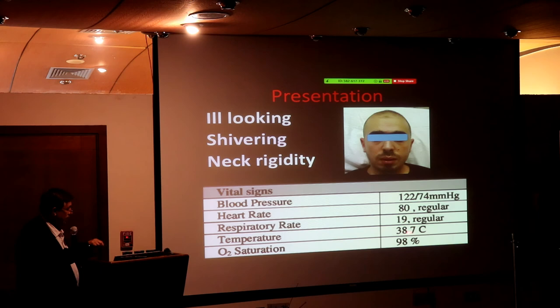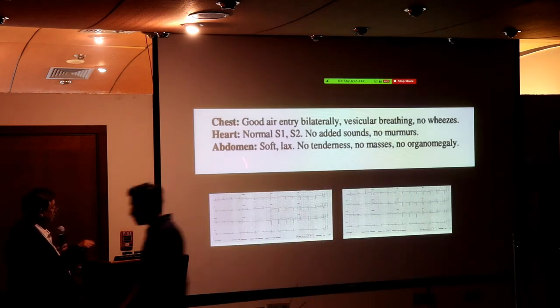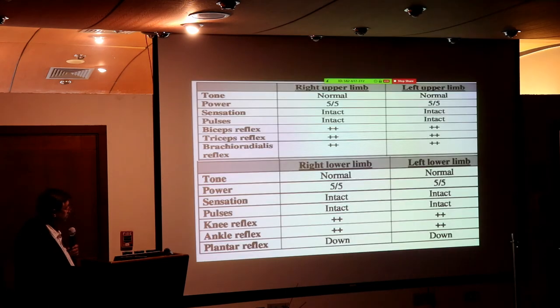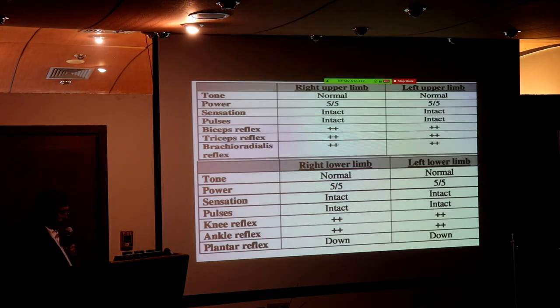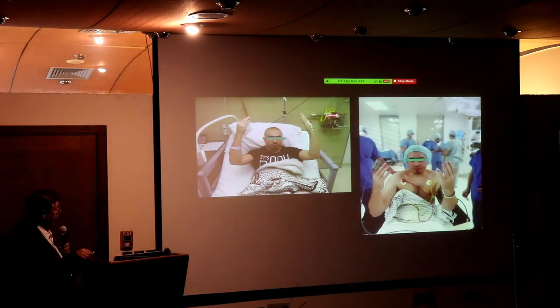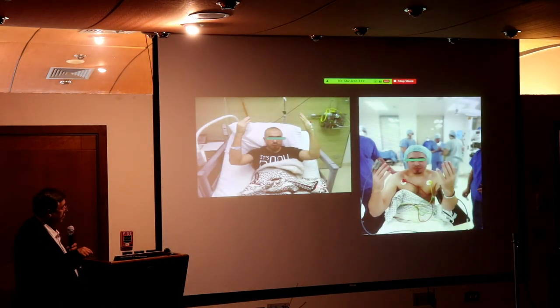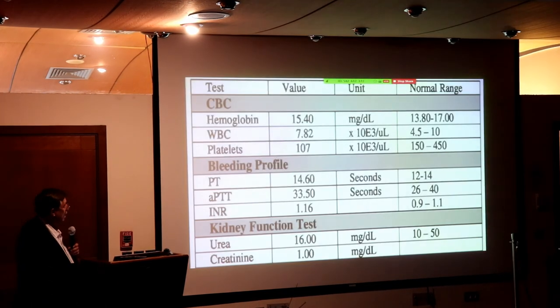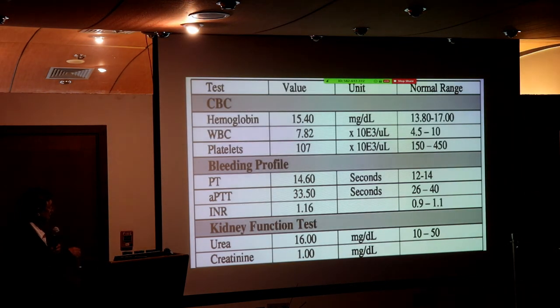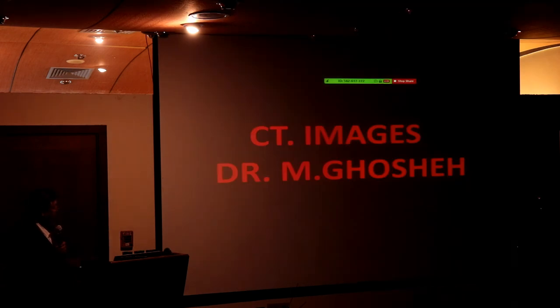Fever? Yes, he was feverish. General examination was normal. Upper and lower limbs had no weaknesses. He had no weaknesses in his arms or legs. We started treating him. CBC, etc. was fine, everything was fine except the platelets, which were low. And that was with the severe infection, DIC kind of thing.